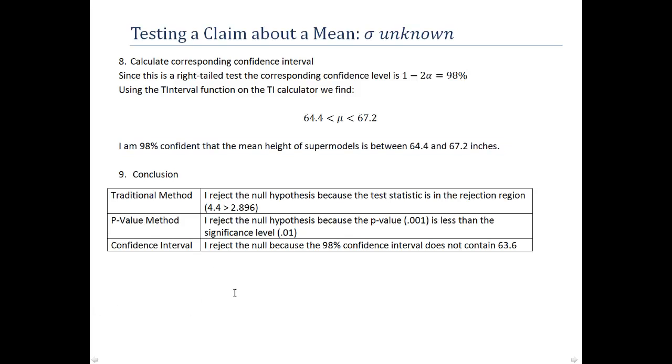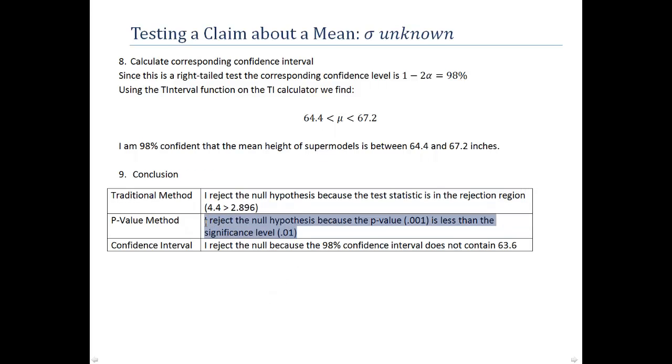All right, we've done all the work. Now let's come to our conclusion. There are three different ways we can come to a conclusion. In this case, they're always going to give us the same result. The traditional method is when you compare the test statistic with a critical value. Basically, you're looking to see if the test statistic falls in the rejection region. In this case, it did. So using the traditional method, I would say I reject the null because the test statistic is in the rejection region. In other words, 4.4, my test statistic, is to the right of 2.896, my critical value.